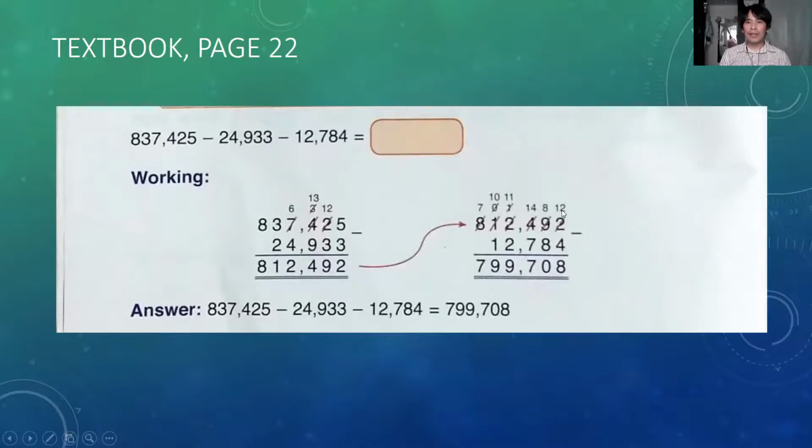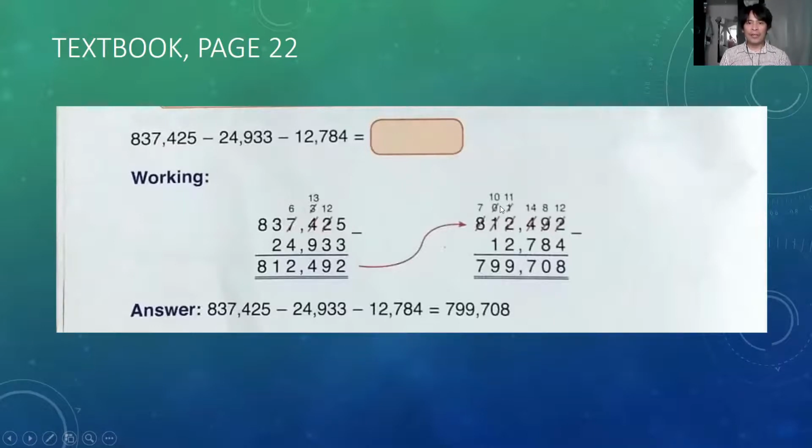Okay, 2 becomes 12. 12 minus 4 is equal to 8. 9 becomes 8. 8 minus 8 is equal to 0. 4 becomes 14. 14 minus 7 equals 7. We borrow 1 from 2, so 2 becomes 1. But 1 cannot be subtracted by 9. So 1 becomes 11. We borrow from 1.